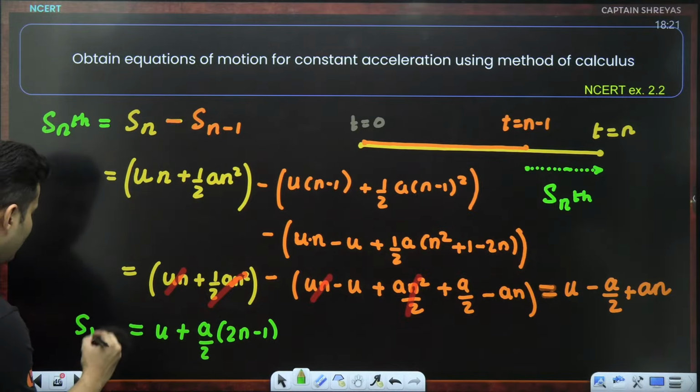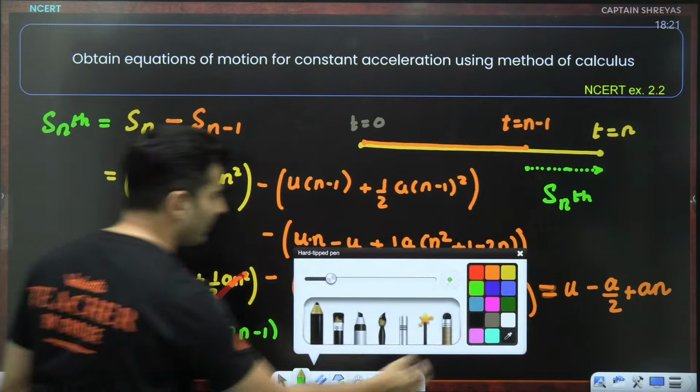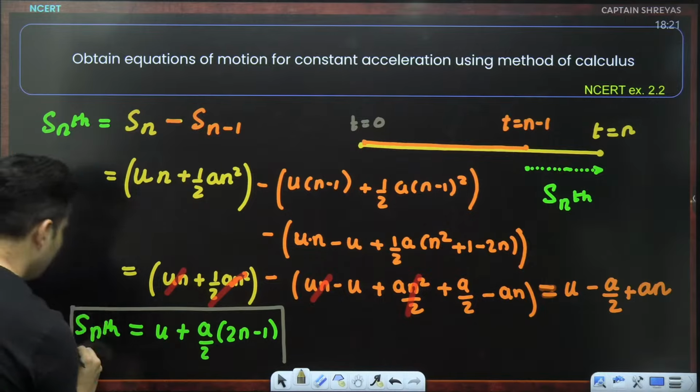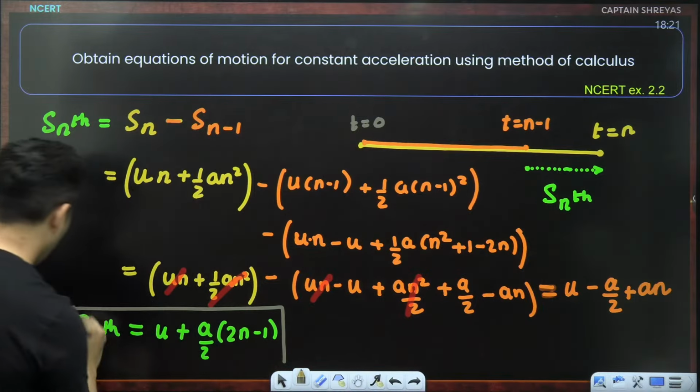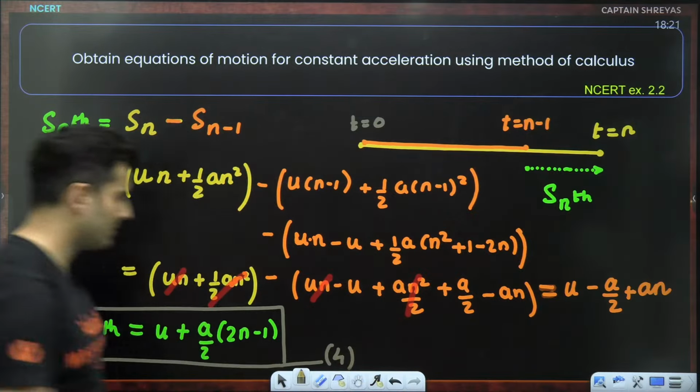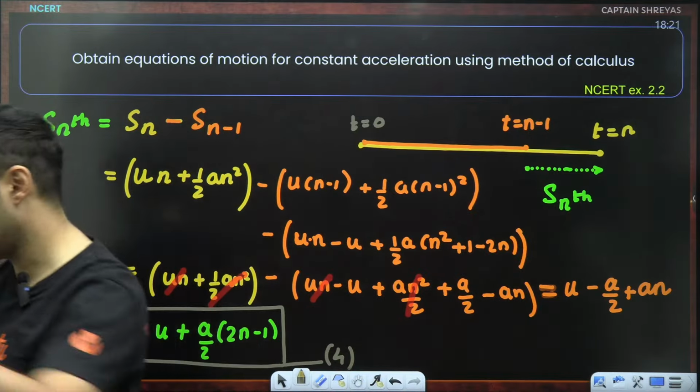Perfect. So this is the displacement in the nth second. This is our fourth equation of kinematics. All these four equations are very important.